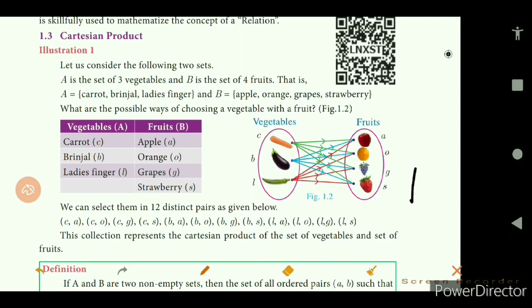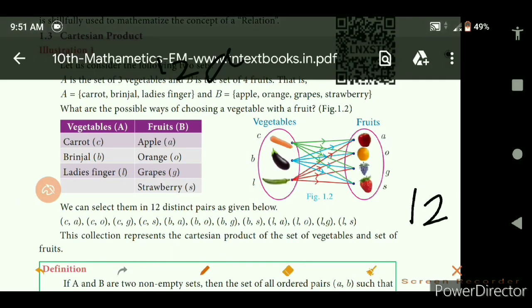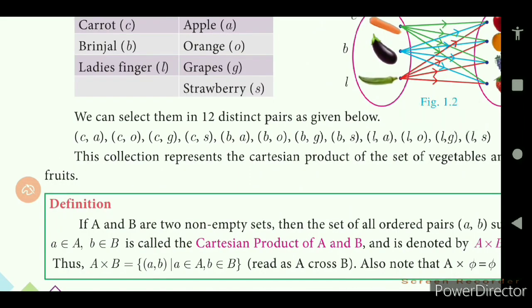Okay, friends, how do we get these 12 combinations? The number of elements in set A is multiplied with the number of elements in set B. So we got C with A, C with O, C with G, C with S. Likewise B with A, B with O, B with G, B with S. L with A, L with O, L with G, L with S.